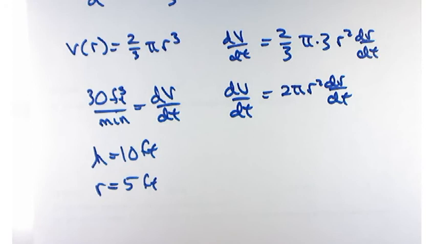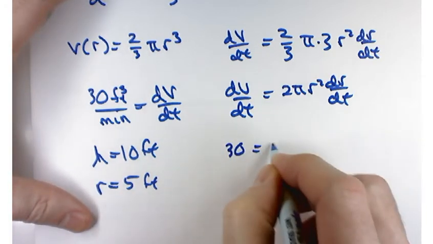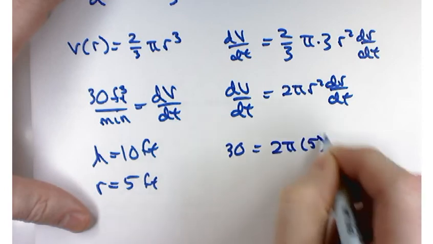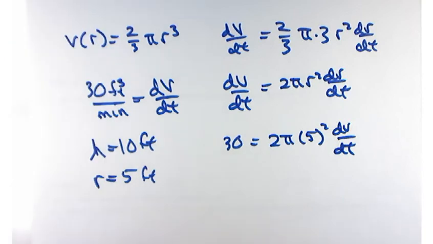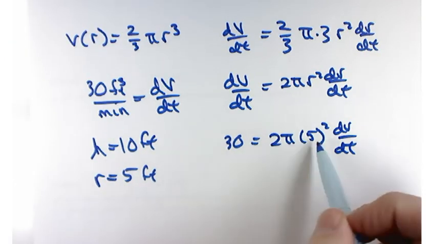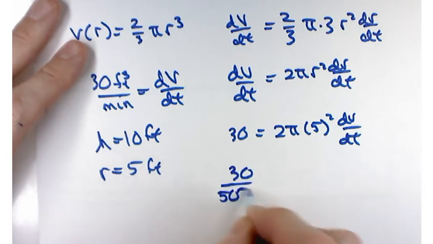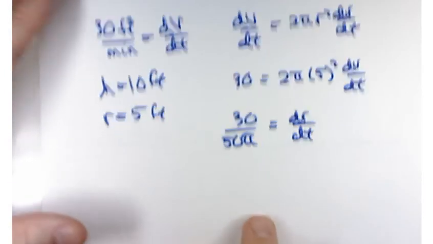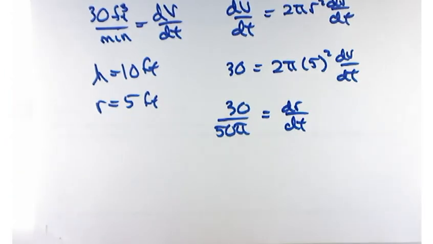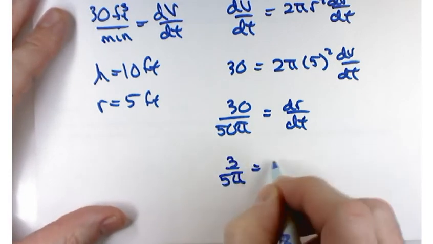Let's plug in our knowns and solve for our unknown. So it's going to be 30 equals 2 pi times 5 squared dr by dt. So 2 times 5 squared is going to be 50. So I have 30 over 50 pi equals dr by dt. And yes, you can simplify that by dividing out the 10. So it's going to be 3 over 5 pi is dr by dt.